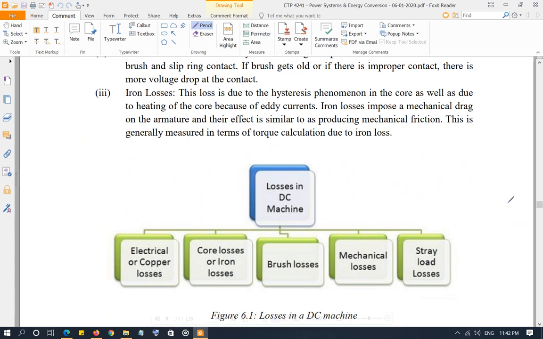This figure shows you the categories of different losses. You have electrical losses, of course, you have core losses or iron losses, and you have brush losses. So these are your electrical losses. And then you have mechanical losses, which is windage and friction. And then if there is any other loss that you cannot put your finger on, then you put them in the category of stray losses.